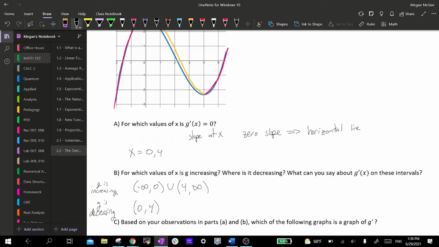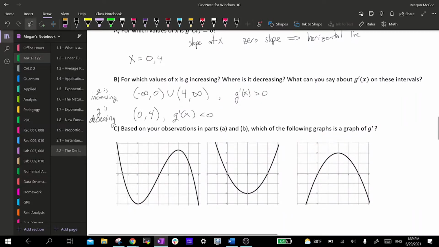In the last part of this question, what can you say about the derivative on these intervals? So based on our table, if our function is increasing, our derivative is positive. So we can say g prime of x is positive on those intervals. And here we can say g prime of x is negative. Again, based on the table we just filled out.